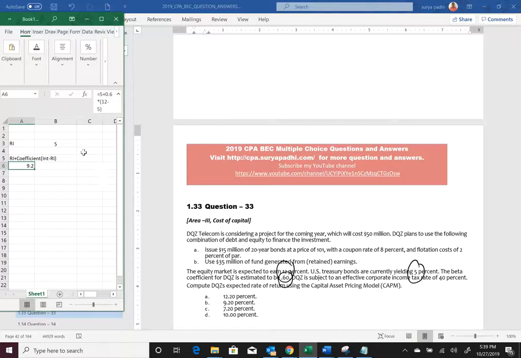So we have taken the risk-free interest plus the coefficient multiplied by the difference of interest rates. Under CAPM, the cost of capital is 9.2%. That is, out of the options given here, option B is the correct answer, that is 9.20%.